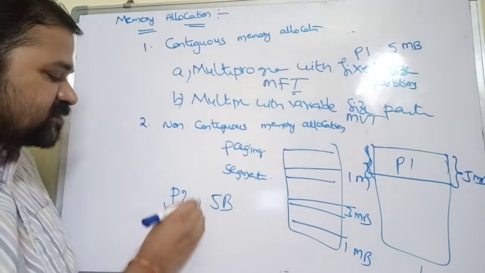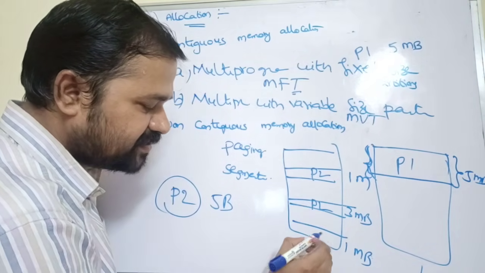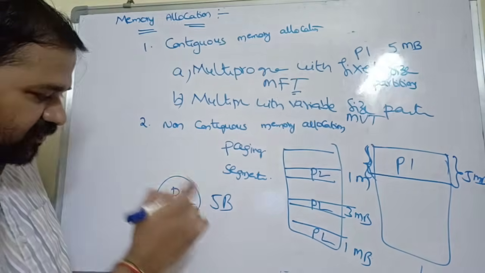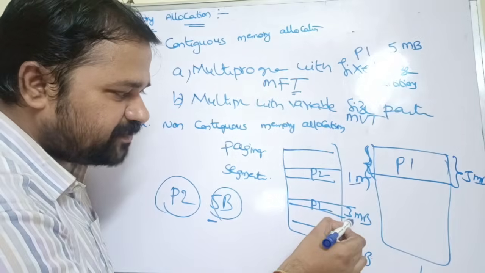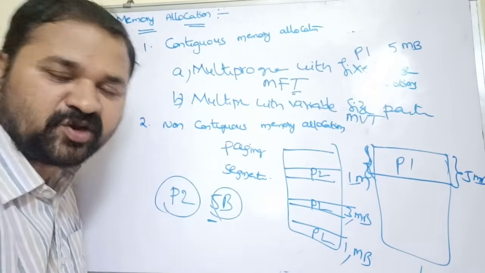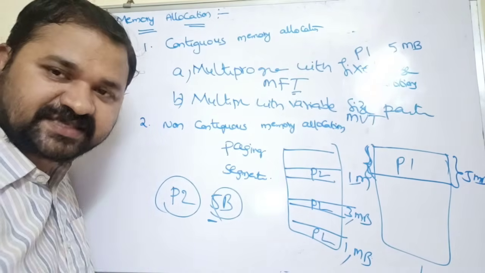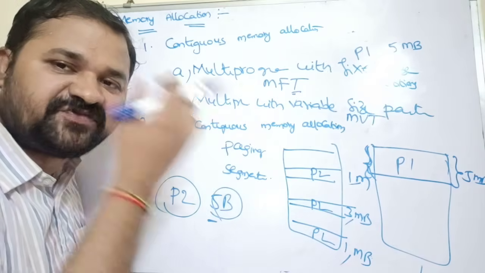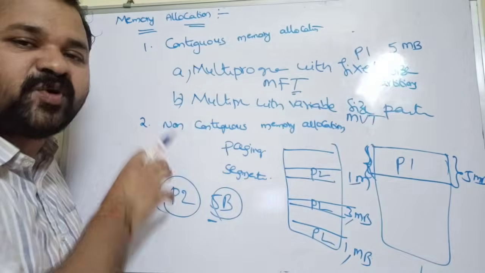So we can store process P2 in this 1 MB partition, and in this partition. What is the size of P2? 5 MB. So here this is 1 MB, 1 plus 3 is 4, 4 plus 1 is 5. So this is nothing but non-contiguous memory locations. The memory locations need not be contiguous. Wherever there is a free space, the operating system allocates that free space to the corresponding process.